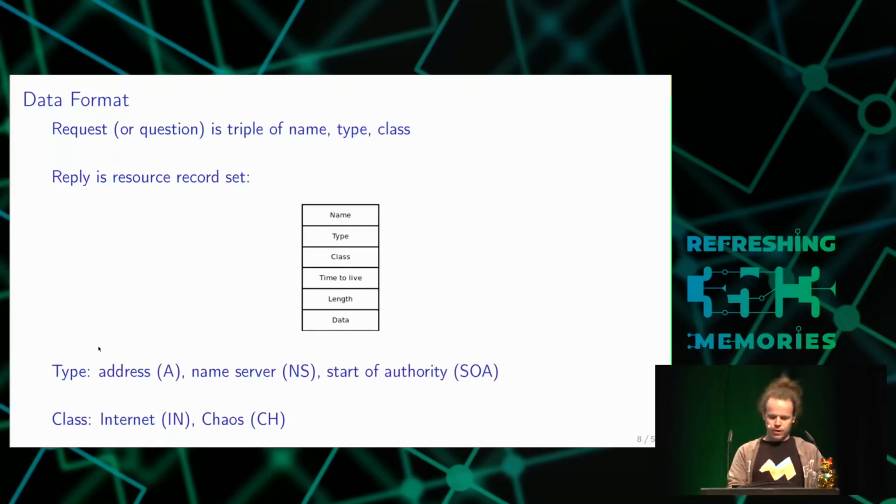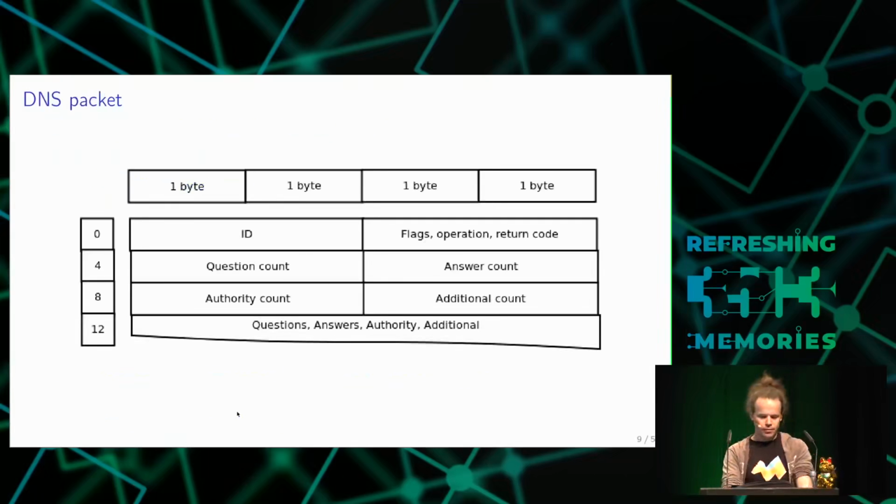The classes which we saw up here, so it's a triple where we now discuss the name and the type, and the class is usually IN, for internet. That is basically the only one used in today's networks. But there are others as well. As DNS was developed back then, there's also CHAOSnet, which is not really used these days.